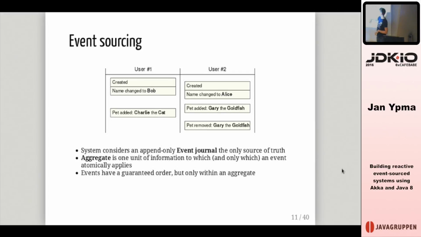The time is roughly going vertically in this picture. We have user 1, which at this point was created, and the name was changed to Bob. We have user 2 over here, which was created, the name was changed to Alice, and then first Alice decided to buy goldfish, and a little later Bob decided to buy a cat, and then suddenly Alice's goldfish had disappeared. And that's the timeline here.